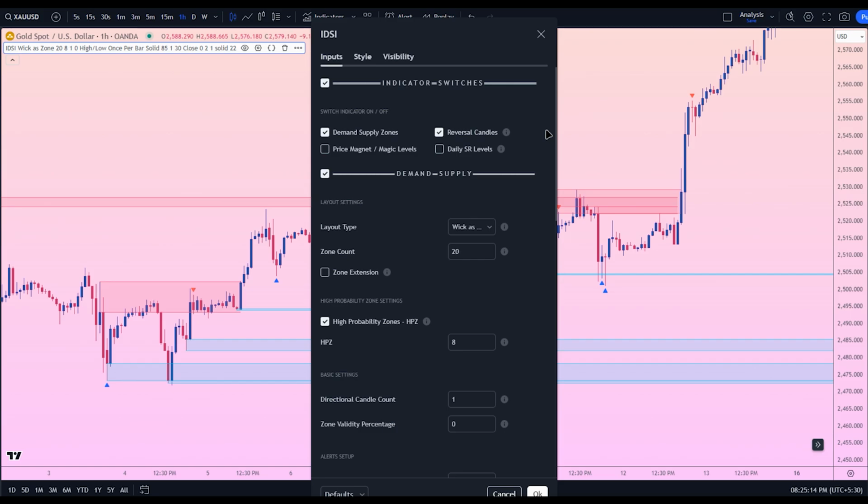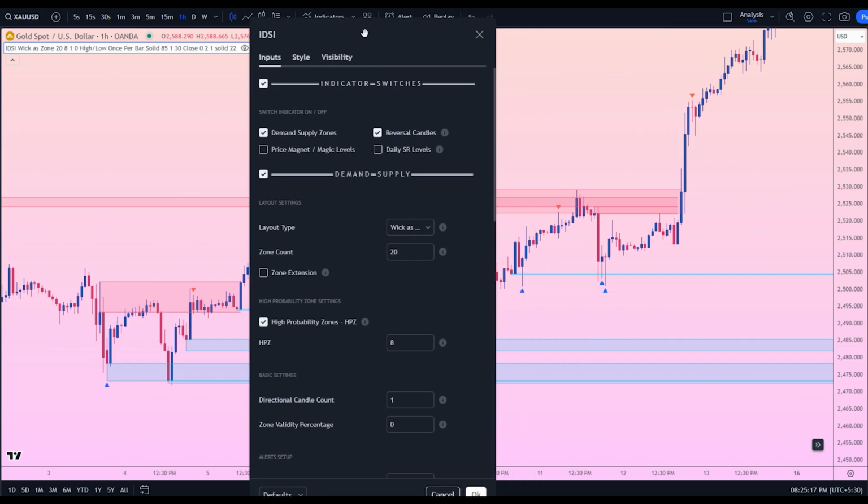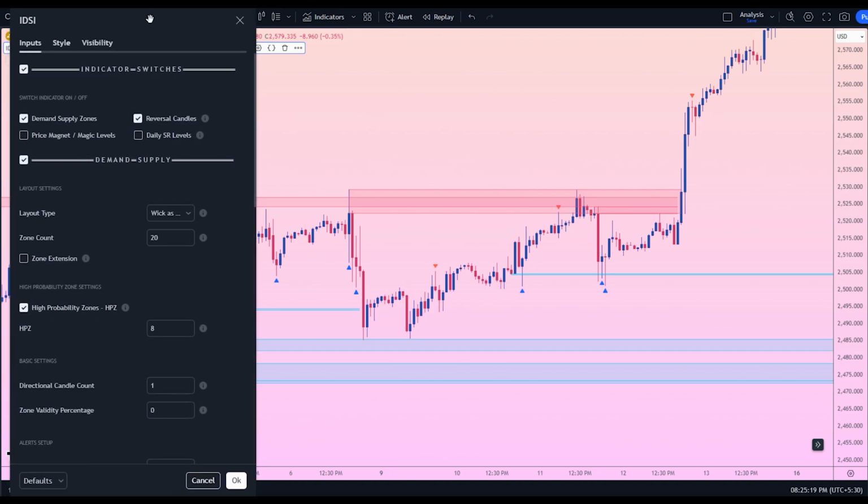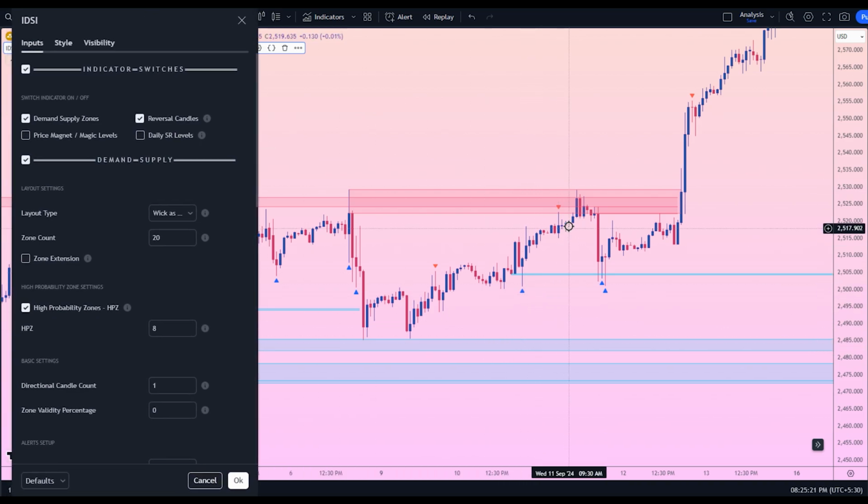Understanding reversal candles and triangular signals. I've been receiving consistent queries regarding the blue and red triangles, with many interpreting them as direct signals to buy or sell. It is important to note that these triangles should not be viewed as explicit buy or sell signals. Instead, they serve as potential indicators of market reversals and should be analyzed alongside other technical factors before making trading decisions.